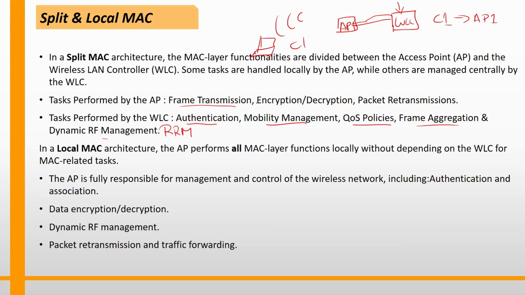So the frame transmission, encryption and decryption, and packet retransmissions are done by the AP. As I said in the previous session, the APs are the eyes of the WLAN. WLAN is nothing but an extension to the LAN network. And the brain of this WLAN is the WLC, where it can have multiple APs connected and it will take all the real-time information from the AP.